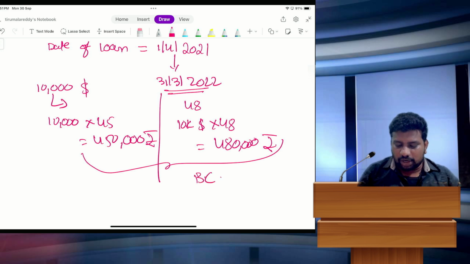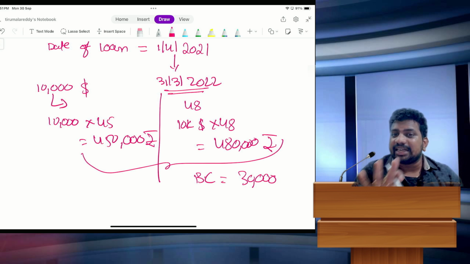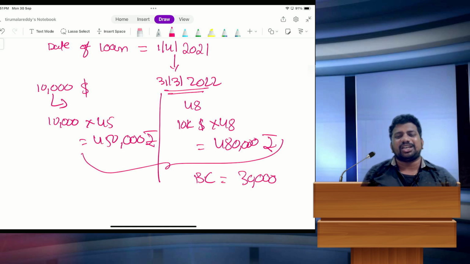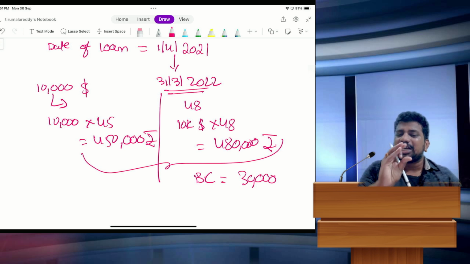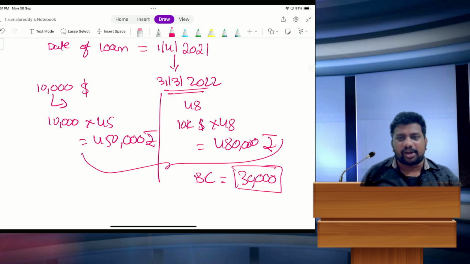Now, what's the total loss amount? 30,000. Now, will 30,000 be called borrowing cost? No, the entire 30,000 is not called borrowing cost. Out of this, some part we'll call foreign currency fluctuations and give treatment as per AS 11. Some part we will call a borrowing cost as per AS 16, and give treatment as per AS 16.